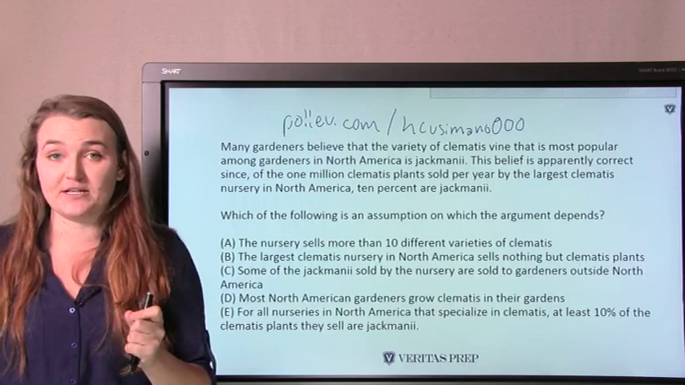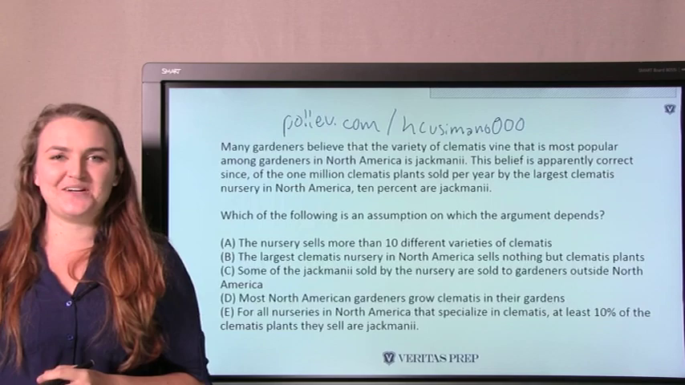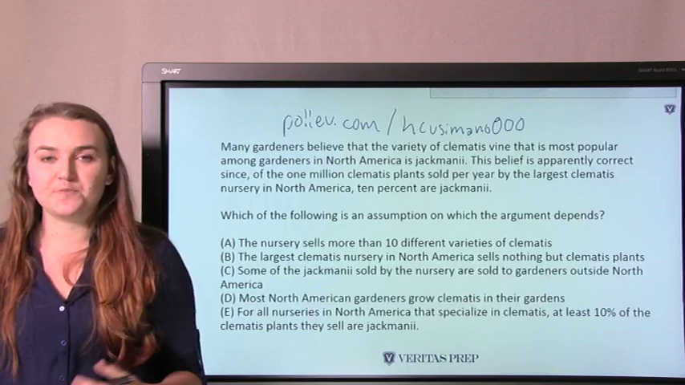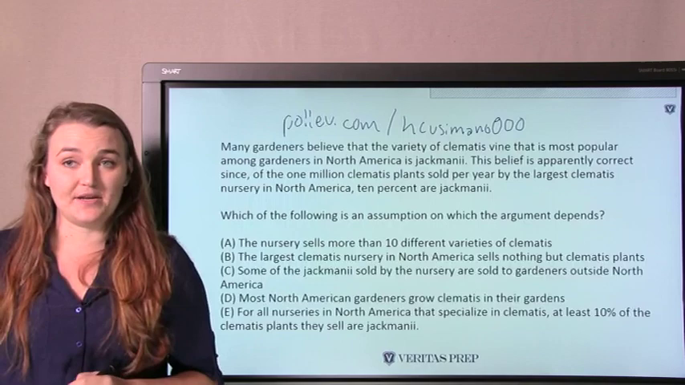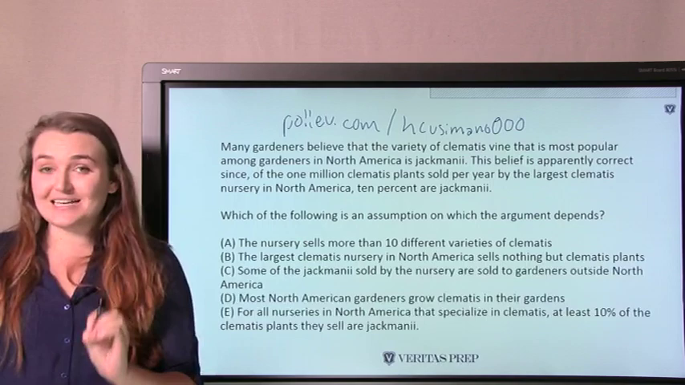And this is a difference that the GMAT likes to play on its test takers. So we want to make sure we're on the lookout there to recognize that certainly we could still have some small nursery in the middle of nowhere in North America that doesn't sell any Jackmani, and Jackmani could still be our most popular variety. So while the negation technique in its full form hasn't been applied here, right? We can double check our answers to this idea of, well, does it have to be true for the argument to make sense? And if it doesn't have to be true for the argument to make sense, it's not our answer, right?